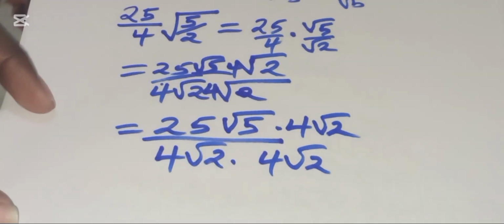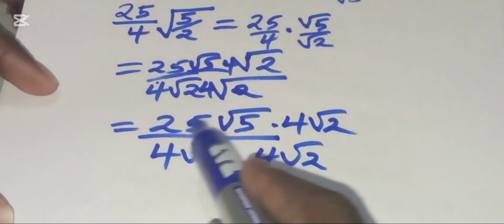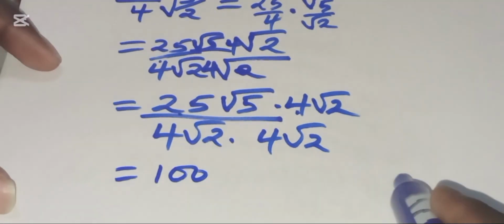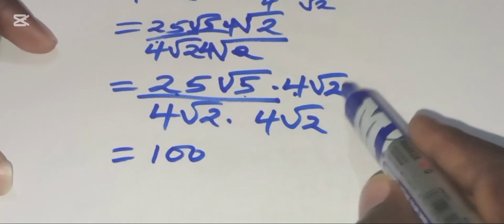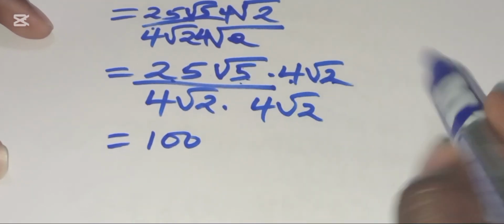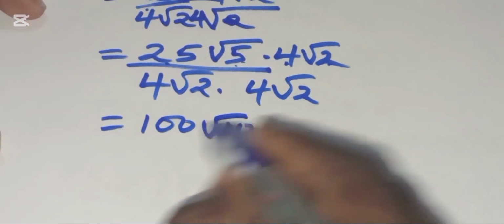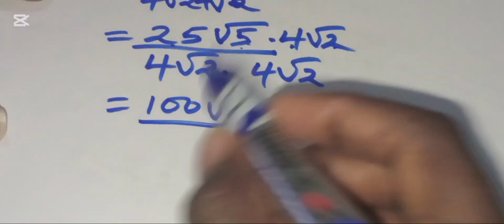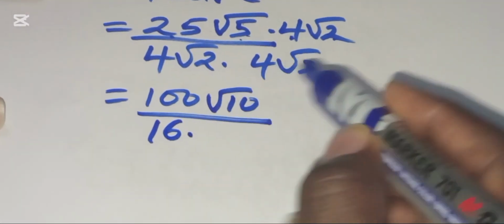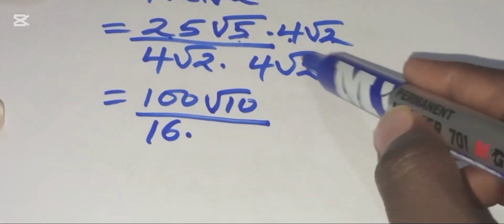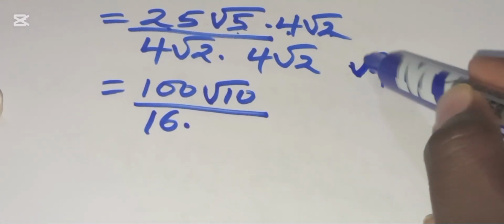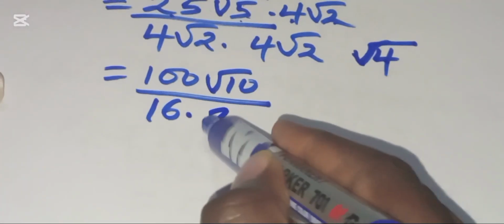Alright, now from what we have here, this is the same thing as 25 times 5, and then we'll have the square root of 5 times 2, which is the square root of 10, divided by 4 times 4, which is equal to 16, multiplying by the square root of 2 times the square root of 2, which is the square root of 4, and this is the same thing as 2.